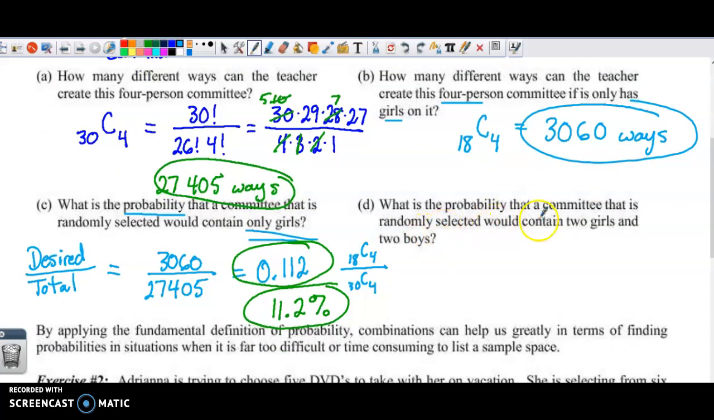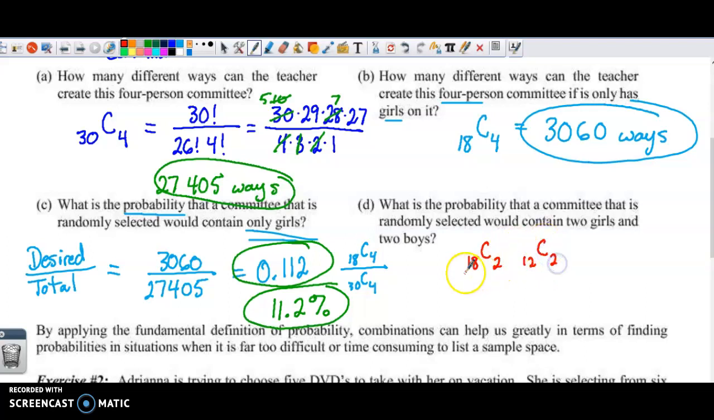And then it asks, what's the probability that a committee randomly selected would contain 2 girls and 2 boys? So what's different here is we don't care if the girls are chosen first, so that's 18C, but we want 2 of them, or if the boys are chosen first. I believe there's 12 of them.